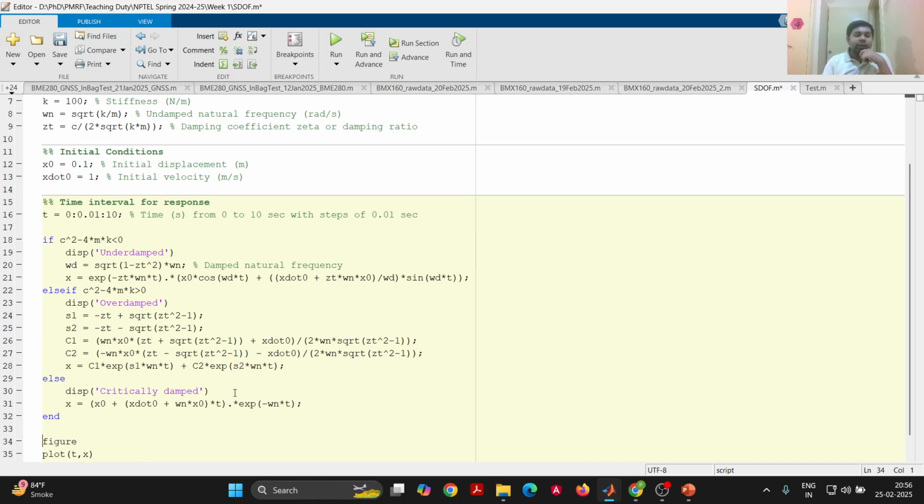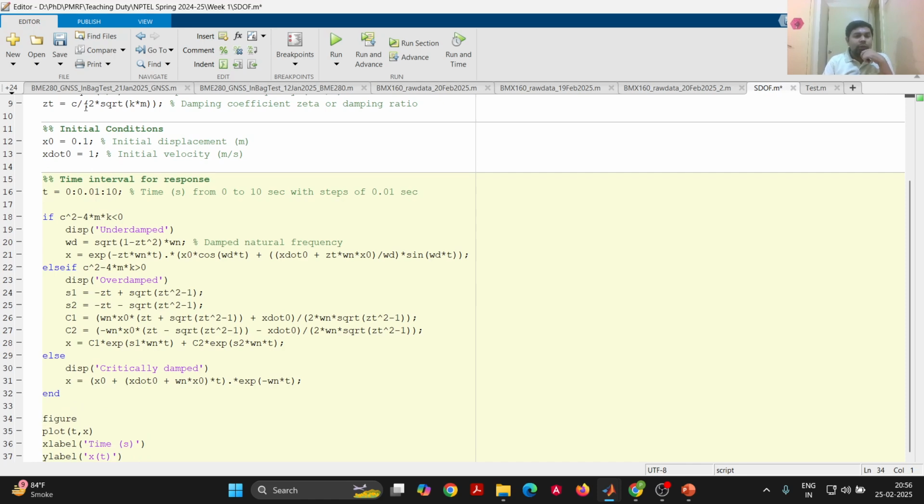And then we come to the next figure, line number 34. We will plot the response with time. We give a figure command which will generate a new figure window, and then we use the plot command to generate a plot of the response x with respect to time t. Then we give the axis labels using the xlabel and ylabel commands.